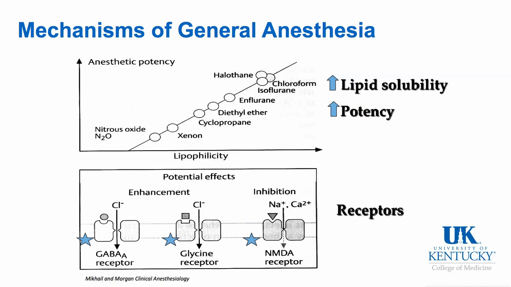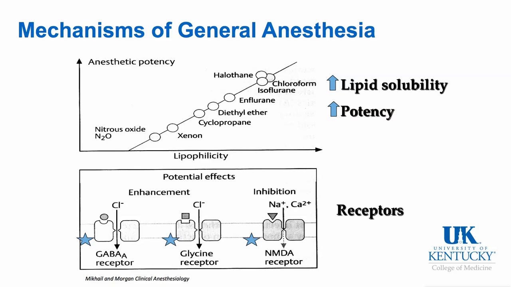The mechanism of general anesthesia is incompletely understood, however, we can say that it likely affects receptors such as the GABA receptor, the glycine receptor, the NMDA receptor at the bottom, potentiating the GABA and glycine and inhibiting the NMDA receptor. We also know that the more lipid-soluble an agent, the more potent it is. But an overall theory of how general anesthesia works is still being studied and will hopefully develop in the future.